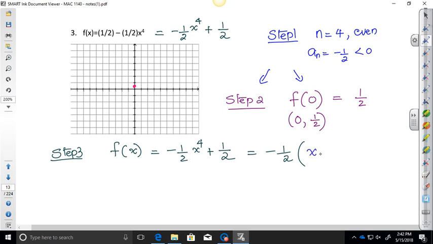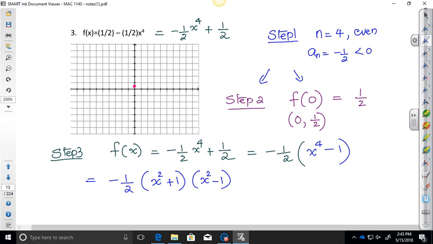So it's going to be x to the 4 minus 1, because I moved a negative out, right? X to the 4 minus 1. Just factoring, which is negative 1/2. Okay, how would I factor x to the 4 minus 1? X squared plus 1, x squared minus 1. That's how you factor x to the 4 minus 1.